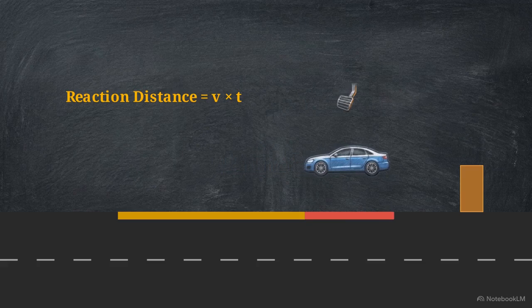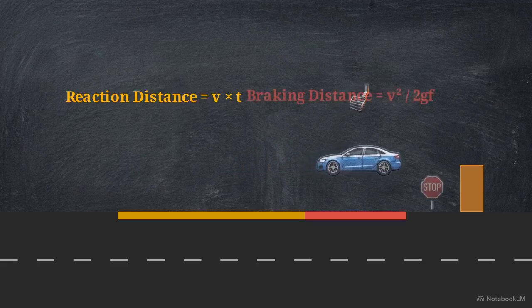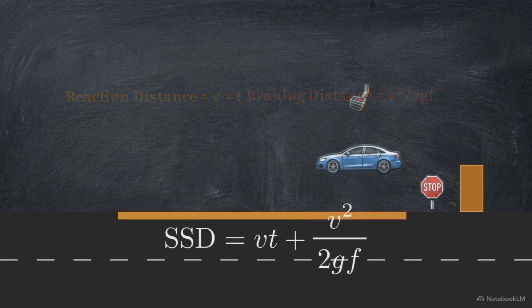The second phase is braking distance. Once the pedal is pressed, mechanical friction takes over to bring the vehicle's mass to a halt. This deceleration distance is calculated as velocity squared divided by 2 times gravity times the coefficient of friction.